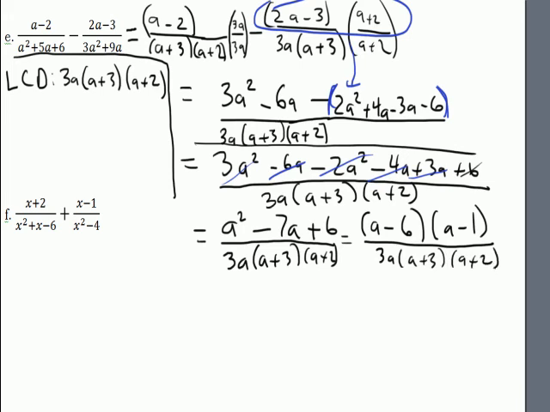Now looking at this, the top is factored into linear terms, and the bottom is factored into linear terms. There are no common terms. Nothing's going to cancel. Nothing's going to simplify. This is my final answer for that. I still have to do the domain.